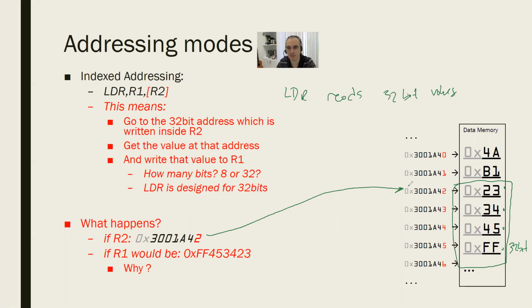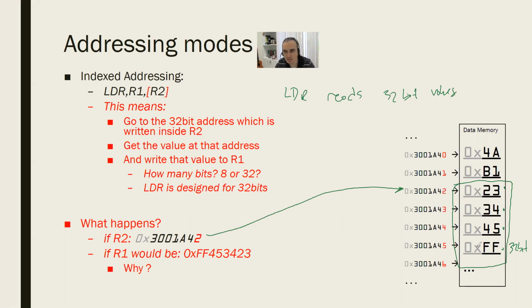R2 is pointing to an address. Since LDR is a 32-bit instruction, I need to read 4 cells because 32 bits corresponds to 4 cells in the memory. Which 4 cells? Starting with this address, the succeeding 4 cells, this one and 3 more. Okay, that's for sure. Okay, but there is another question.